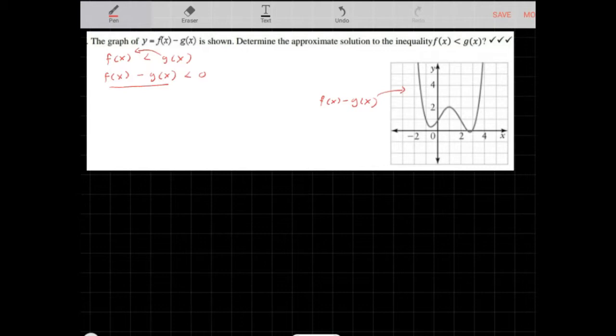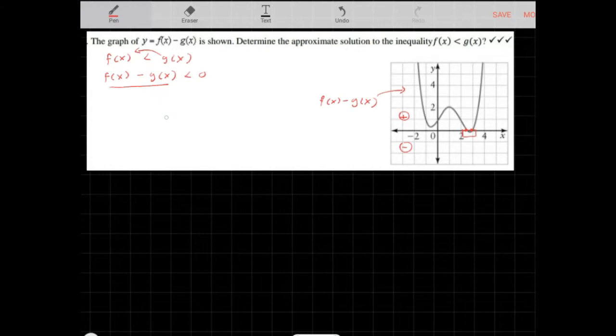So if you want to figure out when it's less than 0, we just have to look at the part of the graph where it's negative, right? You can notice that the part of the graph where the function is negative looks like this point and this point, because above the x-axis is positive, below the x-axis is negative. It's only this portion here that's negative, right? So it looks like 4 and 2.5.